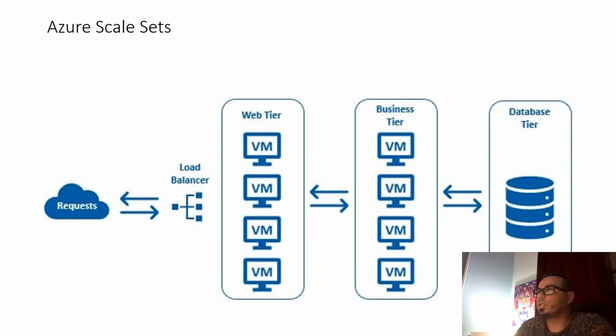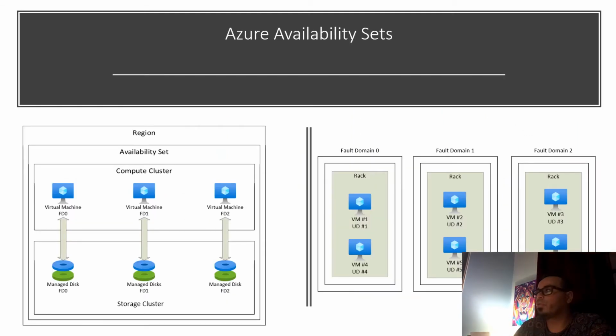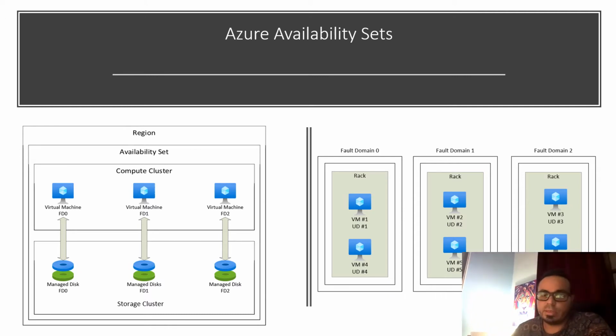Let's jump here to the Azure availability set. As you see in the diagram here, it's a logical grouping of VMs that allows Azure to understand how your application is built to provide redundancy and availability. Microsoft recommends that two or more VMs are created within an availability set to provide a highly available application and to meet the 99.95 percent Azure SLA.